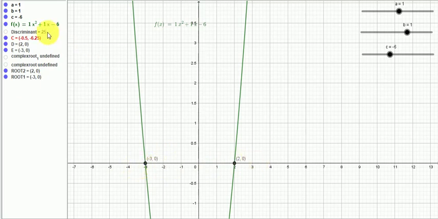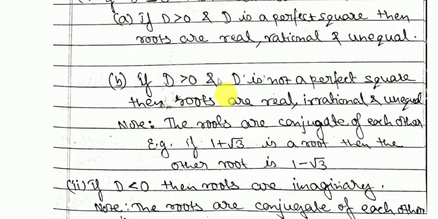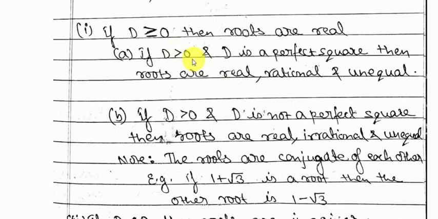And you can see that here discriminant is 25. So obviously this is greater than 0 and it is a perfect square. Square root of 25 is 5. That's why roots are real. Here roots are coming minus 3 and 2. So it's real, rational, because I can write minus 3 upon 1, 2 upon 1. So it's rational, and unequal.